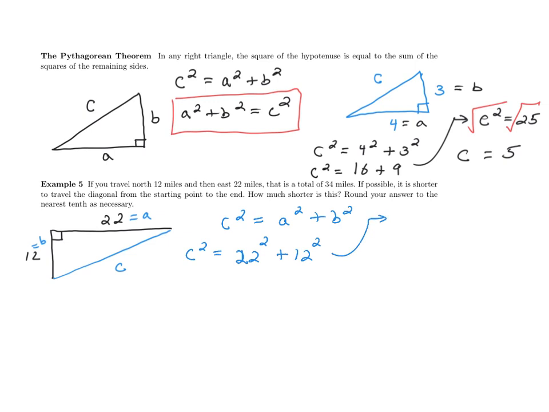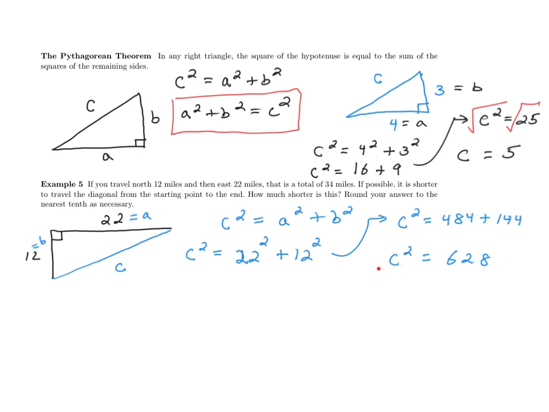I know that 12 squared is 144. I don't know 22 squared. Probably could figure it out. But in my calculator, I have that C squared is equal to 22 squared is 484. And as I said, 12 squared is 144. And therefore, C squared is equal to the sum of those two numbers, which is 628.